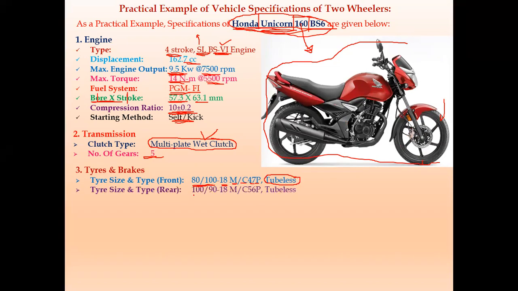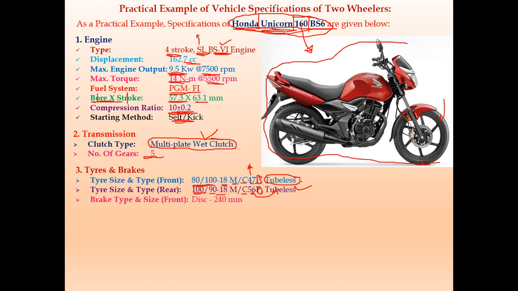In case of the rear, it is 100, 90, 18 M, C, 56P. Here also the speed index is P. Here is index P, here is index P. Only load carrying capacity is different. For front, it is 47. For rear, it is 56. Again, it is a tubeless tire. So this is the tire specification.